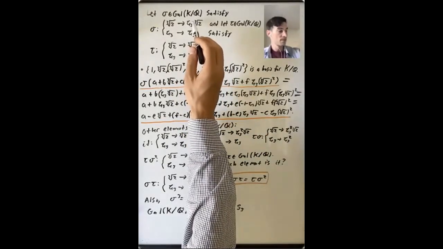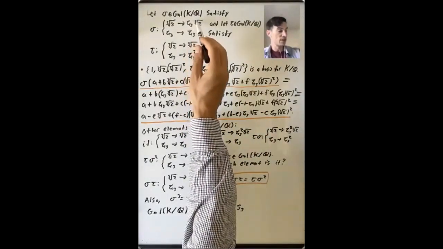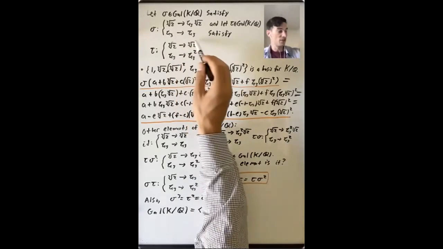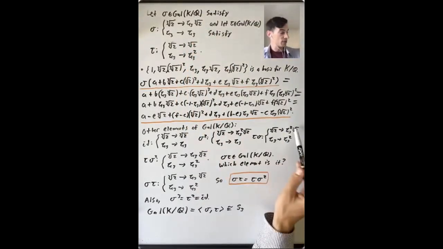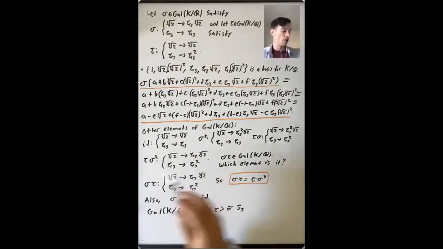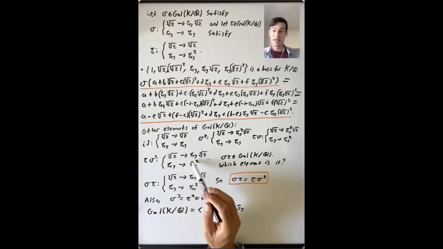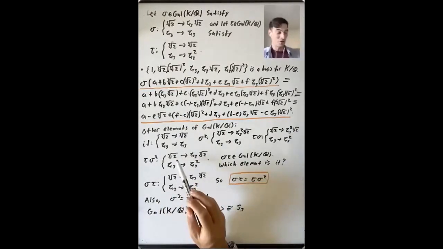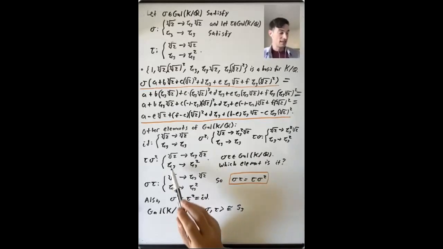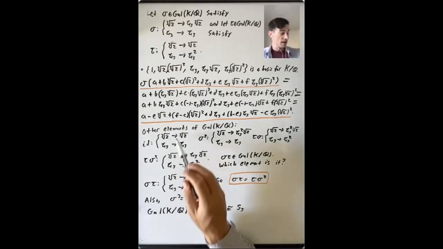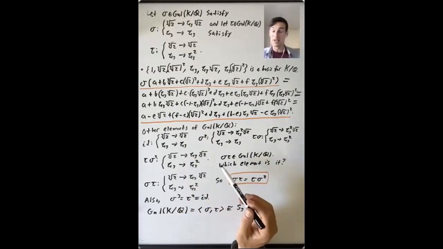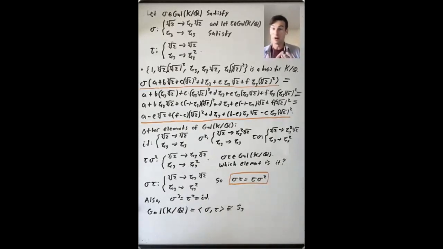And where does it send zeta 3 times cube root of 2? It sends the cube root of 2 to itself, and it sends zeta 3 to zeta 3 squared. So this works also. OK, tau times sigma squared. Similarly, you can see that that sends cube root of 2 to zeta 3 cube root of 2, and zeta 3 to zeta 3 squared. And now we've gone through all 6 possibilities for where to send these 2 elements. But you can compose these automorphisms, these elements of this Galois group.